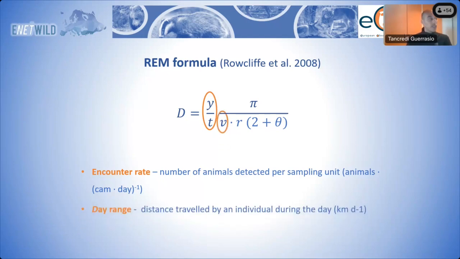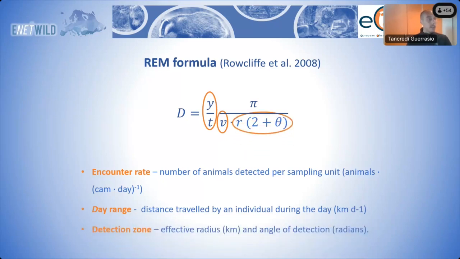Then V is the day range, which is basically the distance traveled by an animal during the day. So it is the average distance covered by a certain species within 24 hours. And finally, R and theta are respectively radius and angle of detection of the camera trap. Day range and detection zone, on the other hand, are inversely related with density. So the higher these values are, the lower the density estimate is going to result.